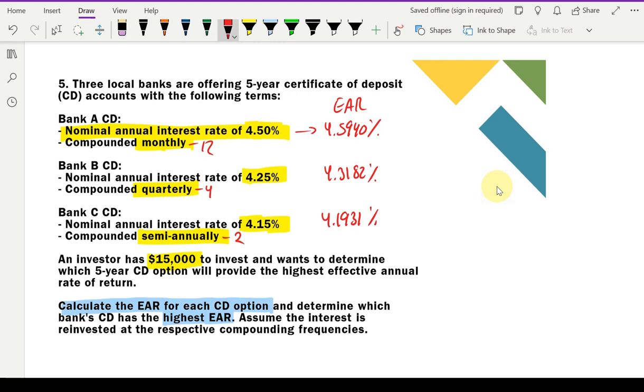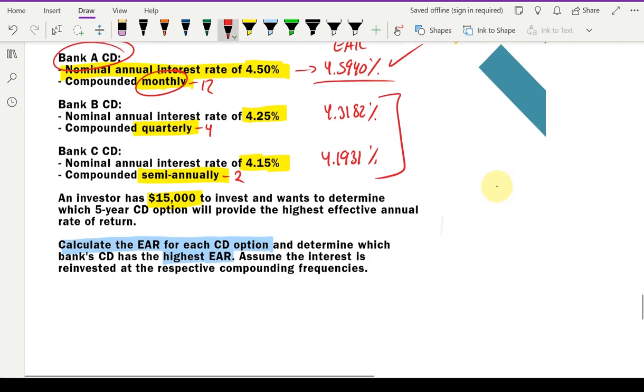4.1931%. So the monthly compounding, so Bank A CD is going to be the one that provides us. So we have $15,000. This is where we would want to put it, right? Because it's 4.59% compared to these other two. It's going to give us more at the end of that 5-year term. All right. Okay, guys, I think that's it.